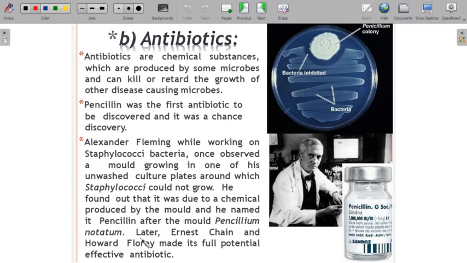So what is an antibiotic? Antibiotics are chemical substances produced by one microbe to kill or stop the growth of another microbe. That means here I'm not going to discuss human beings. It is the interaction between one microbe and another microbe, where one microbe is able to produce some chemical, and this chemical is able to kill another microbe.